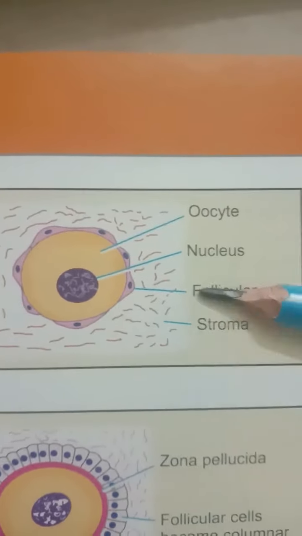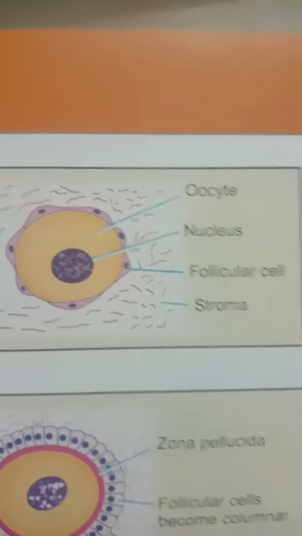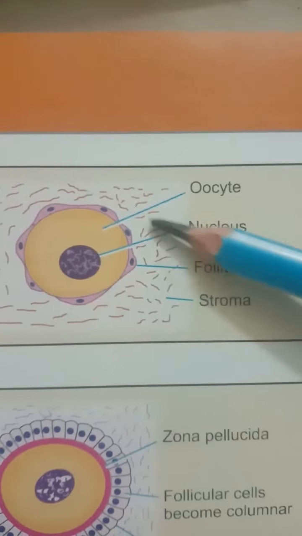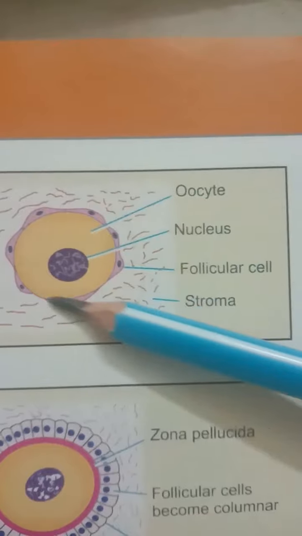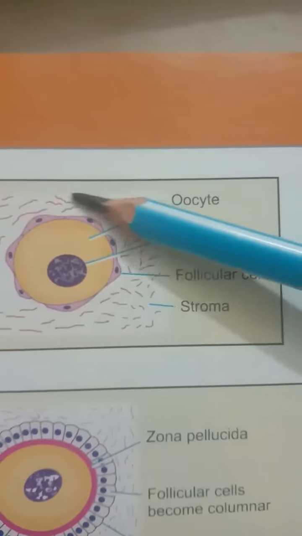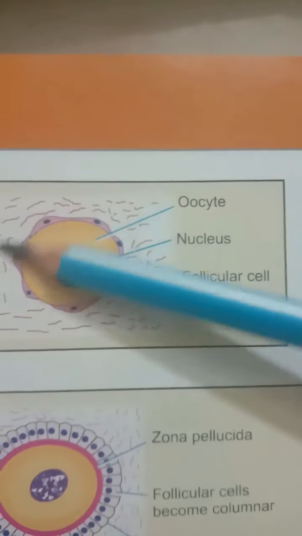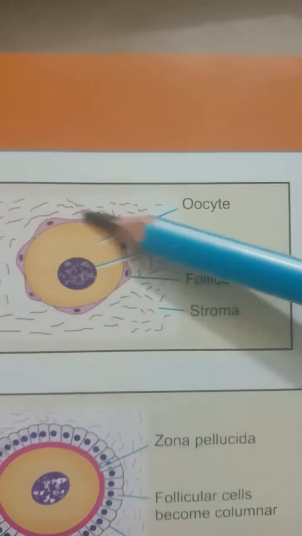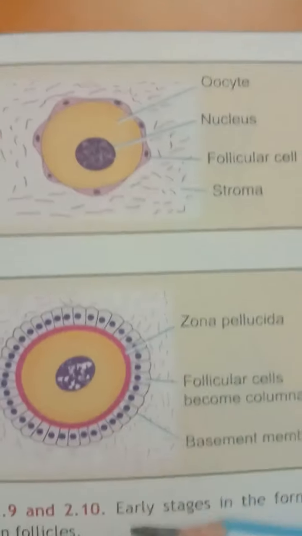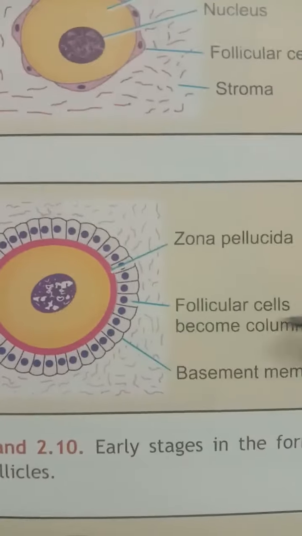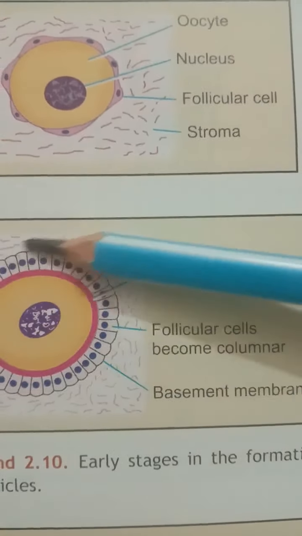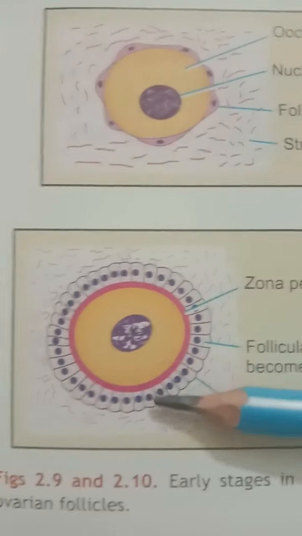So let's see the stages of formation of the follicle. In the first stage, some cells of the stroma become flattened. Here you can see the flattened cells that surround the oocyte. These flattened cells form the ovarian follicle, and therefore are called the follicular cells. Then the flattened follicular cells become columnar. Here in this diagram you can see the follicular cells becoming columnar, and the follicle up to this stage of development is called the primordial follicle.